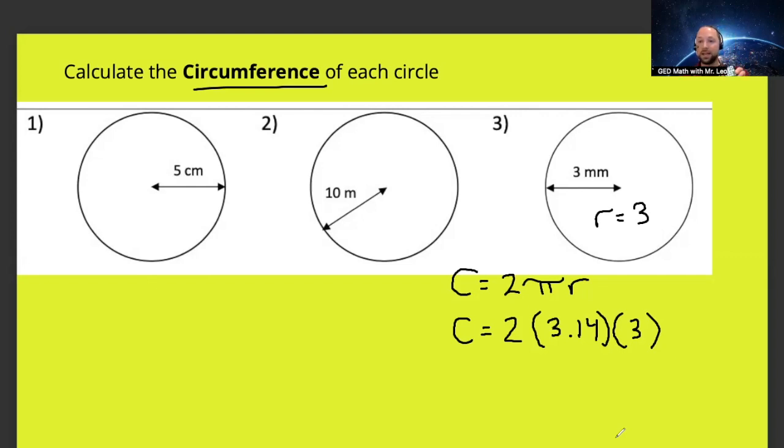We're going to type that into the calculator. 2 times 3.14 times 3. We get 18.84. Circumference equals 18.84. Now, what were the units? The original diagram has mm for millimeters, so our answer is going to also be millimeters. The distance around this circle is 18.84 millimeters.